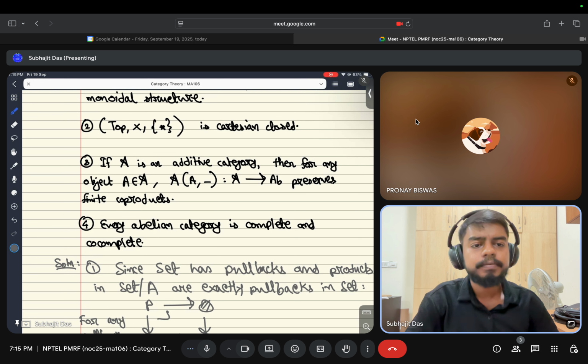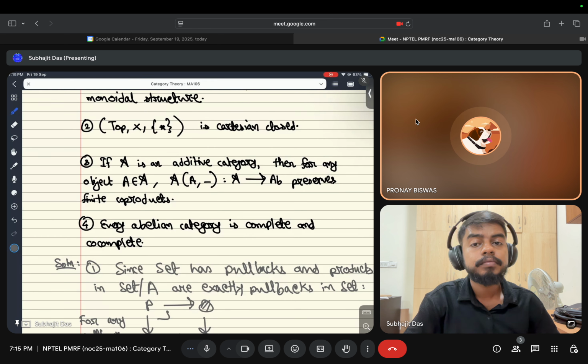What do you think? Okay. It should preserve finite coproducts. Is that what you are suggesting? Okay, why?